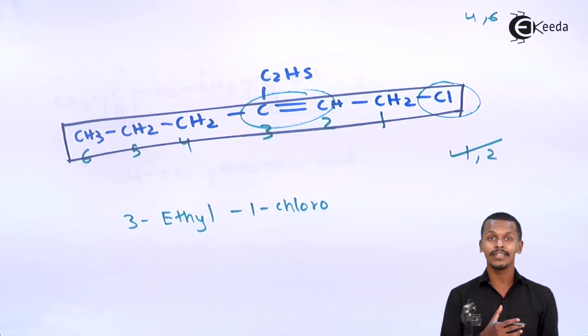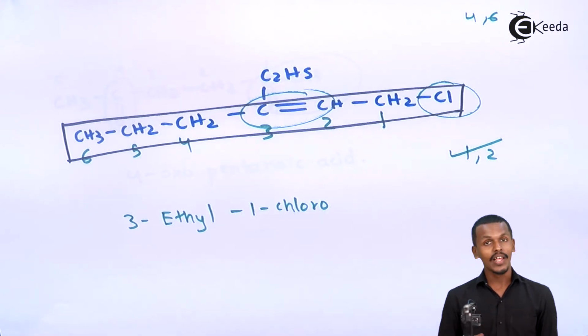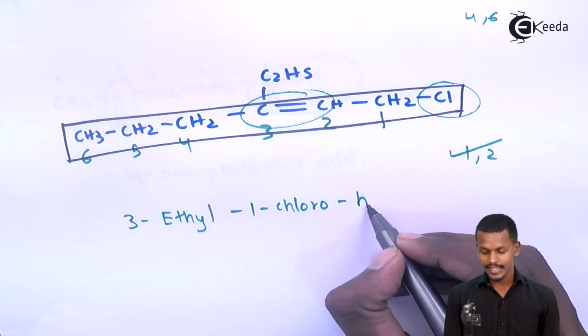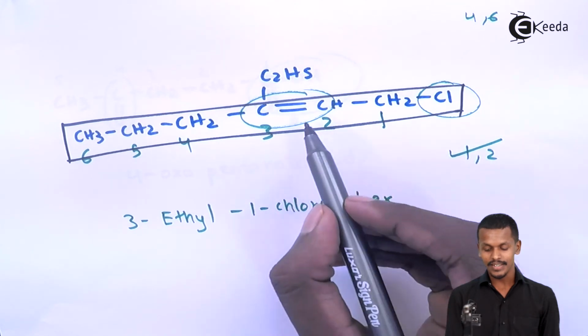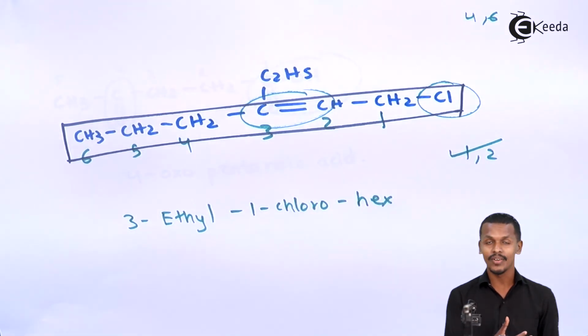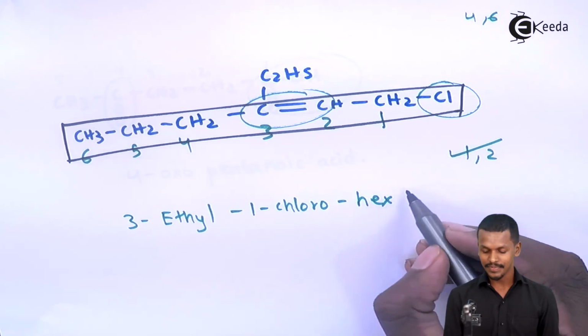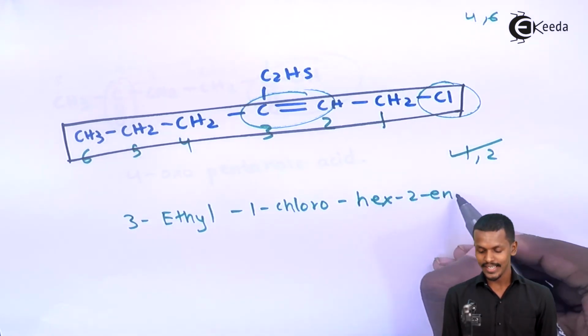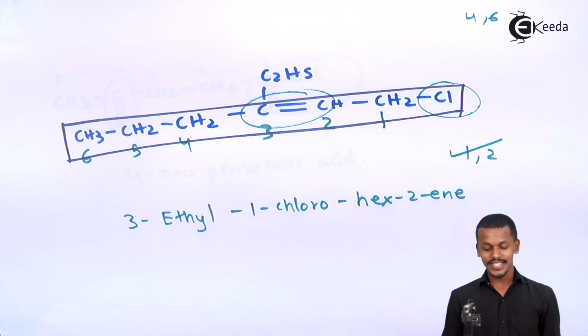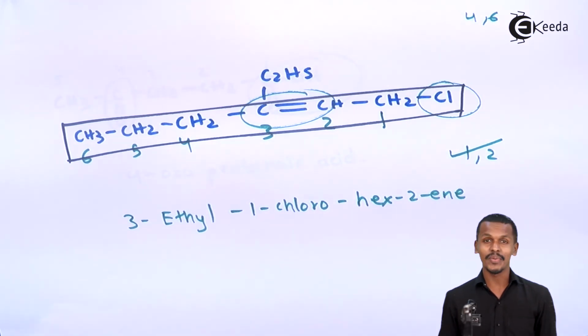But this is not an alkane, this is an alkene. So the name of this would be 3-ethyl, 1-chloro, hex. But the second carbon consists of a carbon double bond. So 1-chloro, hex, 2-ene. So this is the name of the structure that we have represented over here, and let us move on to the next one.